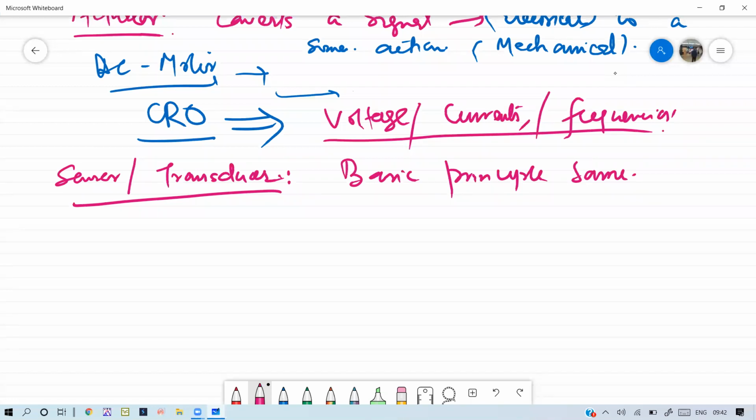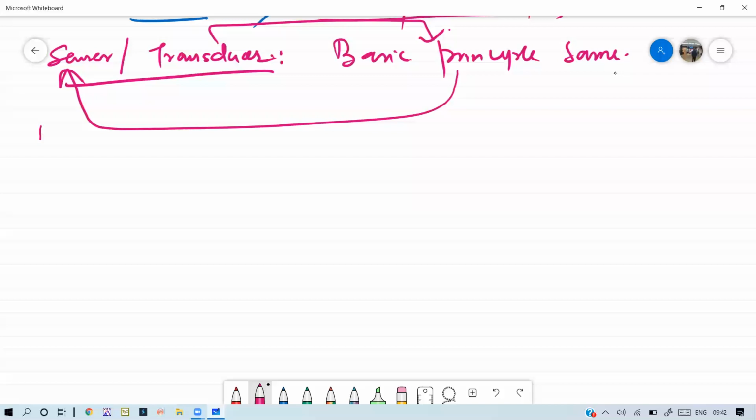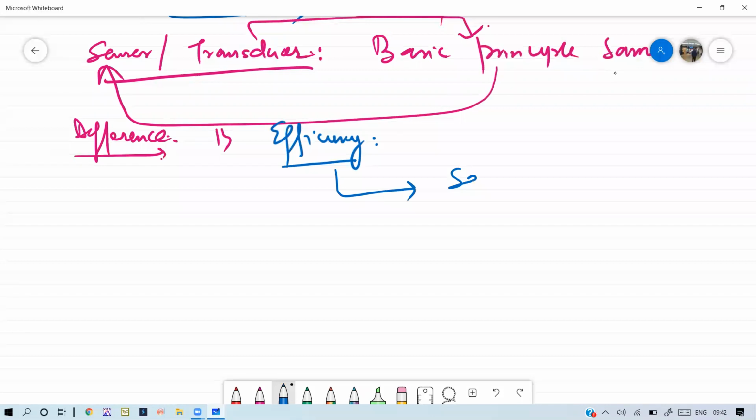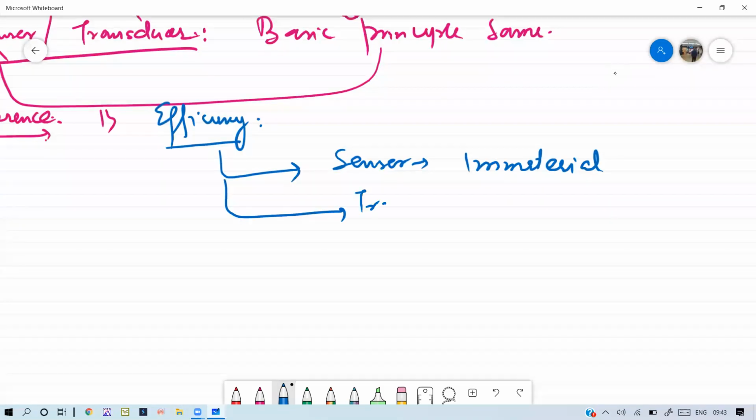So the basic principle is the same. The principle that applies to the sensor will apply to the transducer. So what actually is the difference? If we see the difference here, it is efficiency. The efficiencies are different. In the case of a sensor, which is meant to detect and measure, whatever its efficiency is doesn't matter. The efficiency of a sensor is immaterial. Immaterial means it is not important. But for a transducer, it is important.